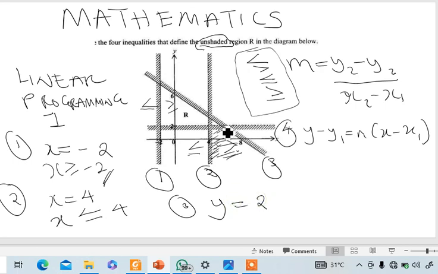So let's look at the line. Is it dotted or bold? Sorry, it's dotted. So meaning we only use either the less than sign or the greater than sign. Seeing that it's a dotted line, we don't apply the equal to sign. We don't add an equal to these signs. Are we together? Yeah, I believe we're together.